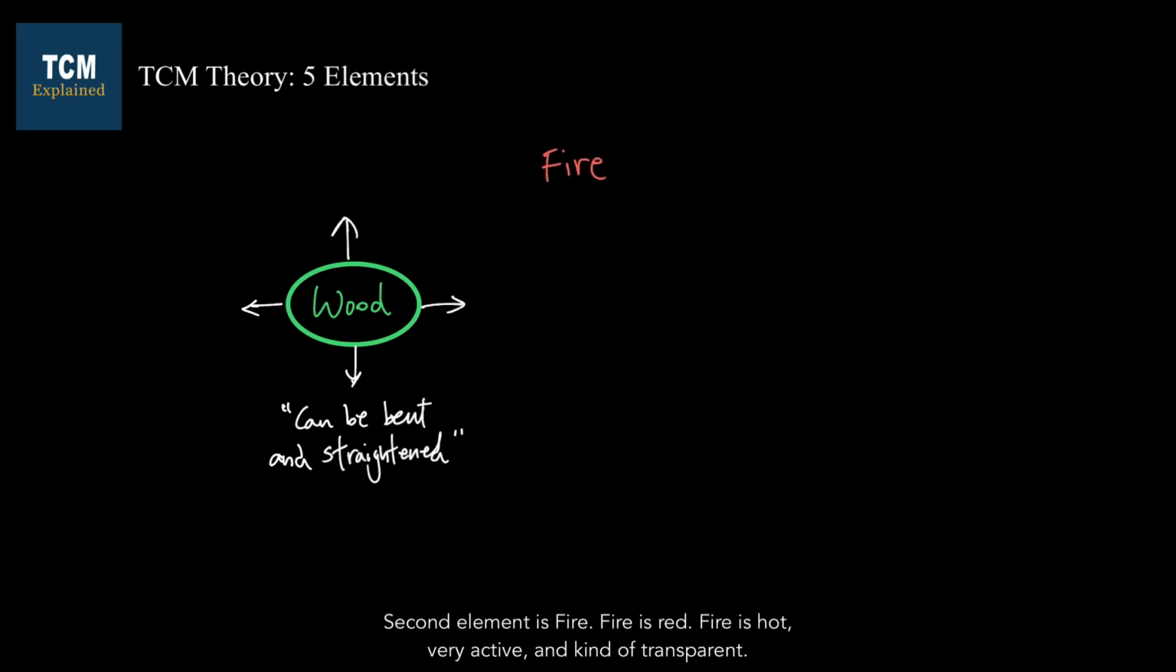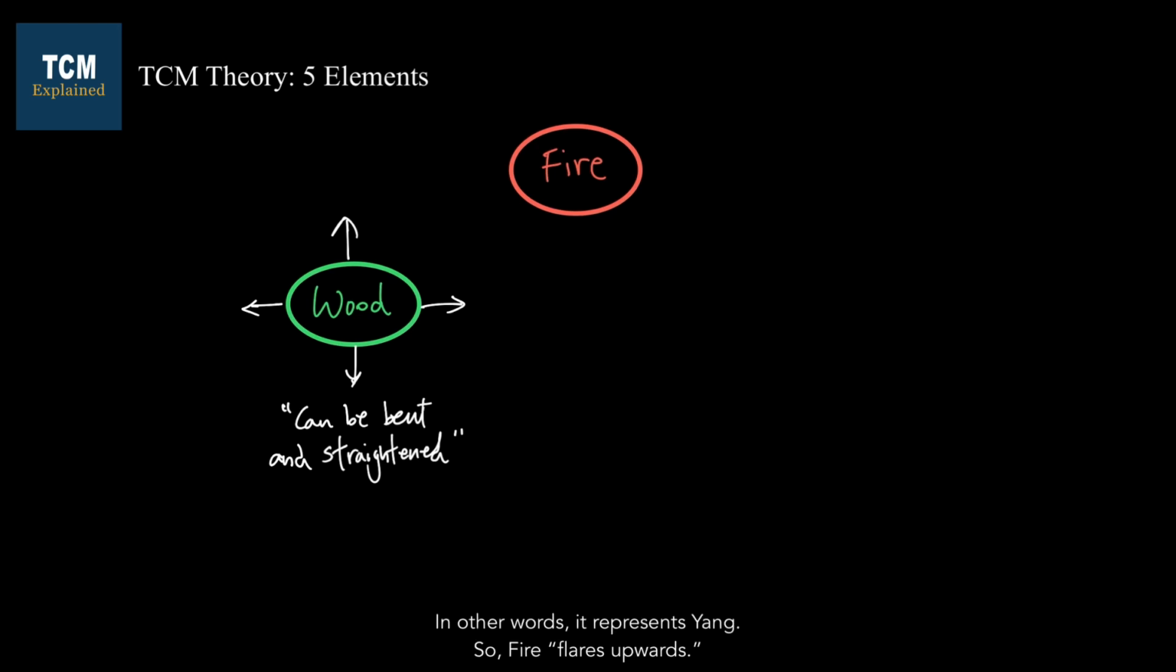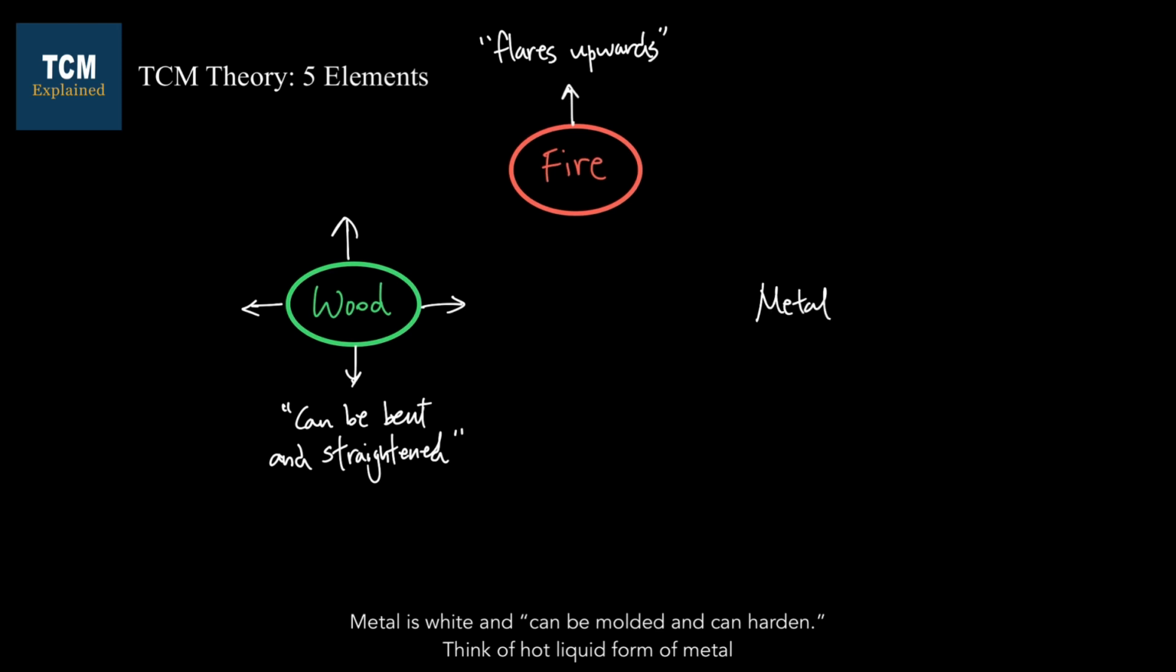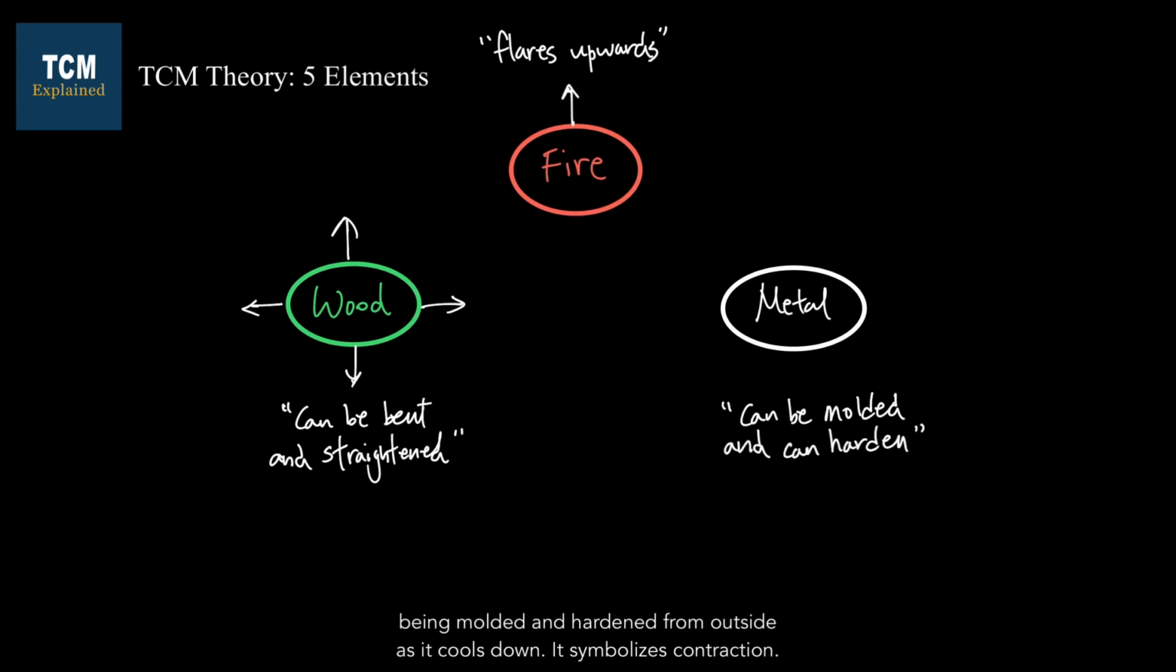Second element is fire. Fire is red. Fire is hot, very active, and kind of transparent. In other words, it represents yang. So fire flares upwards. Metal is white and can be molded and can harden. Think of hot liquid form of metal being molded and hardened from outside as it cools down. It symbolizes contraction. The quality of metal is opposite to that of wood, and notice how wood and metal are positioned in opposite sides of this diagram.